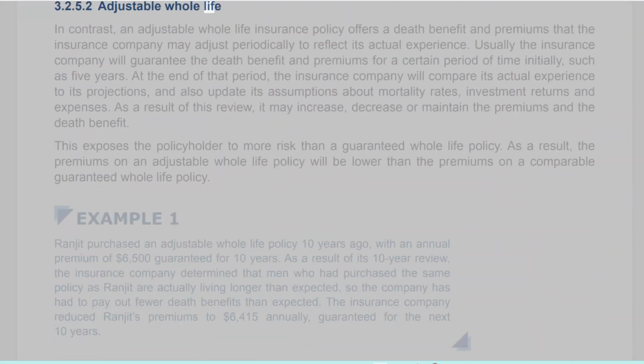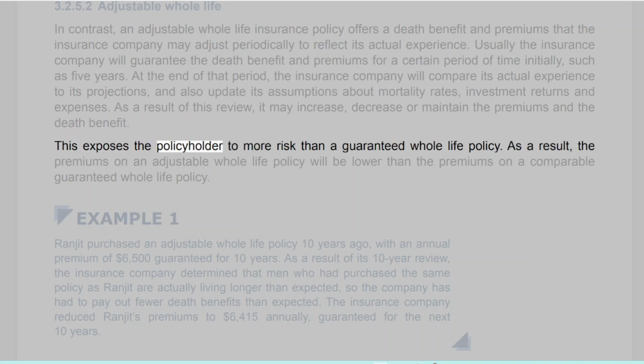3.2.5.2 Adjustable whole life. In contrast, an adjustable whole life insurance policy offers a death benefit and premiums that the insurance company may adjust periodically to reflect its actual experience. Usually the insurance company will guarantee the death benefit and premiums for a certain period of time initially, such as 5 years. At the end of that period, the insurance company will compare its actual experience to its projections, and also update its assumptions about mortality rates, investment returns, and expenses. As a result of this review, it may increase, decrease, or maintain the premiums and the death benefit.